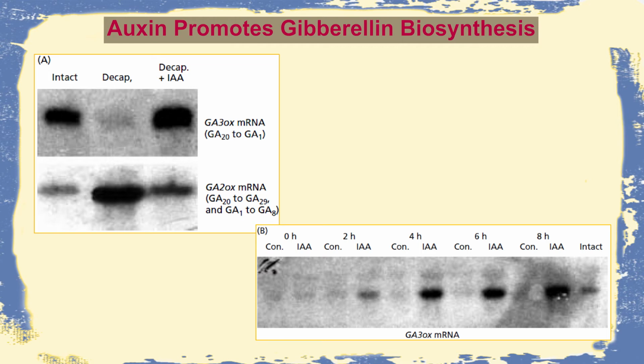On the other hand, in presence of auxin, the expression of the degradative enzyme is very, very low, whereas in its absence, it is very high. And the change in the level of the biosynthetic genes is proportional to the time of exposure to auxin. Thus, auxin activates transcription of the biosynthetic genes and suppresses the transcription of the degradative genes.